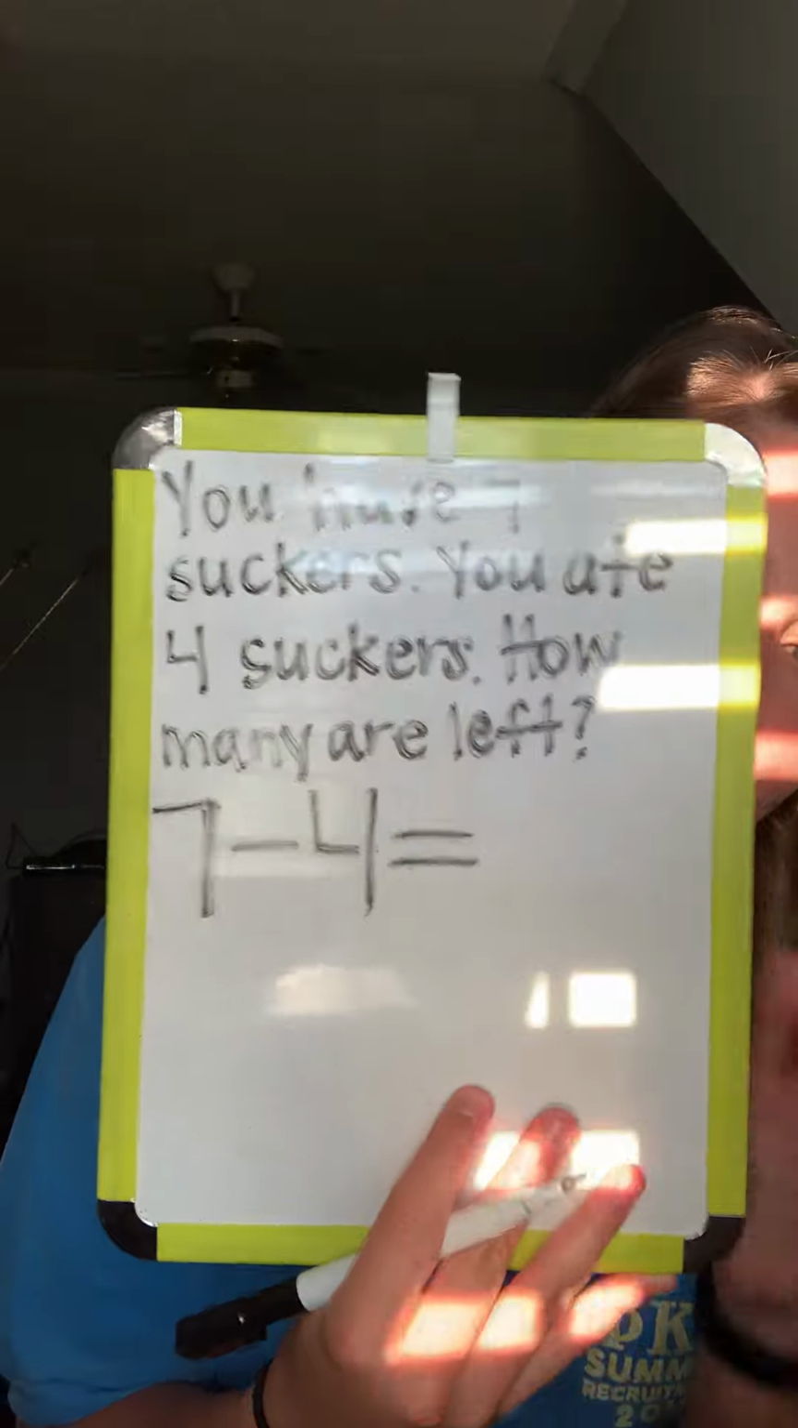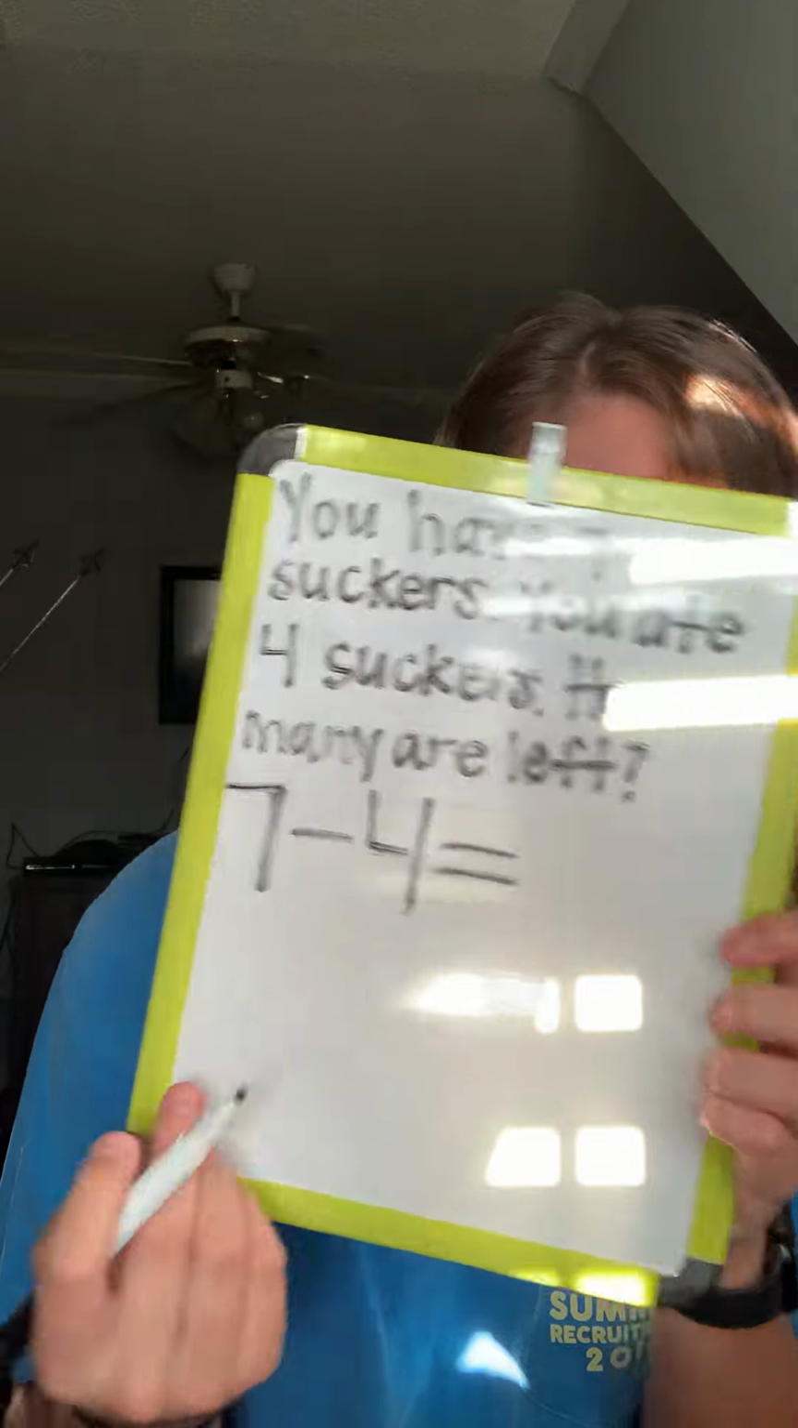So I'm going to go back and reread my problem, that way I can figure out what number is going to come behind our subtraction symbol. You have 7 suckers. You ate 4 suckers. How many are left? Okay, so that tells me that I need to draw the number 4. All right, so it'll be 7 minus 4, and then I need to draw my equal symbol. Okay, so 7 minus 4 equals, okay?